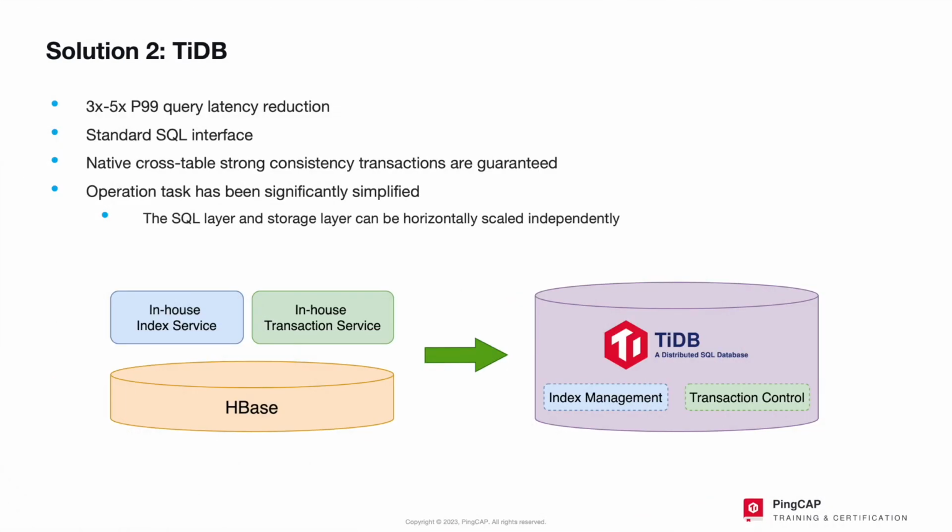In the second generation solutions, Company A uses TiDB to replace HBase. TiDB natively supports index management and transaction control. After switching to TiDB, Company A is thrilled to find out that there is 3 to 5 times 99 percentile query latency reduction. TiDB also provides standard SQL interface with native support of cross-table strong consistency transactions. The operation tasks have been greatly simplified.